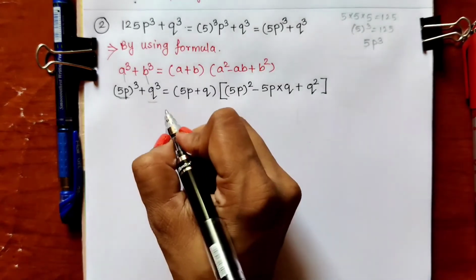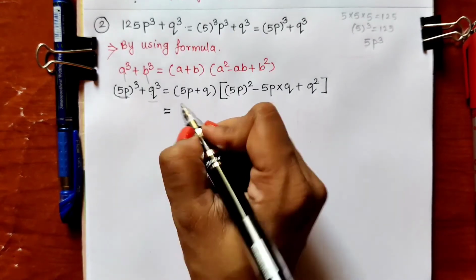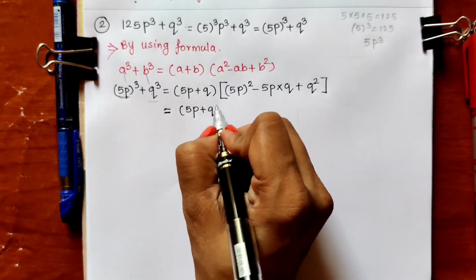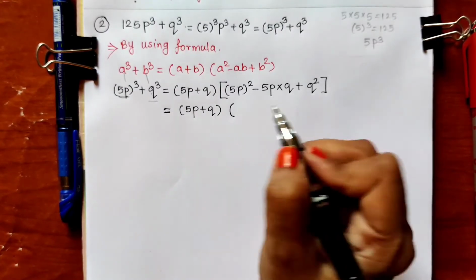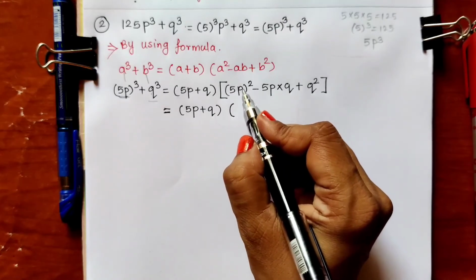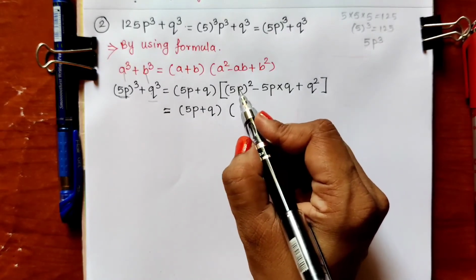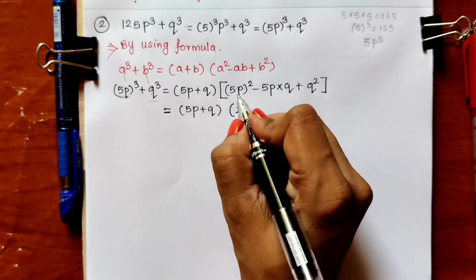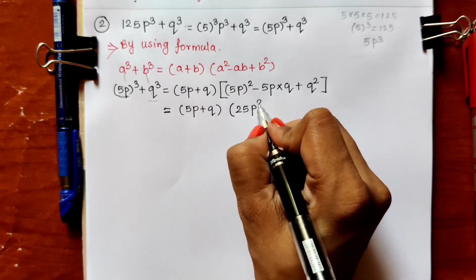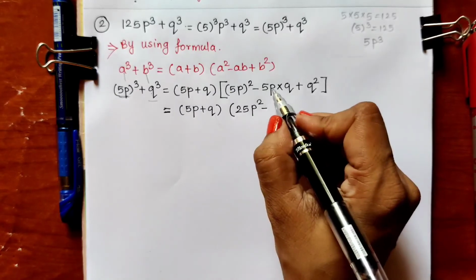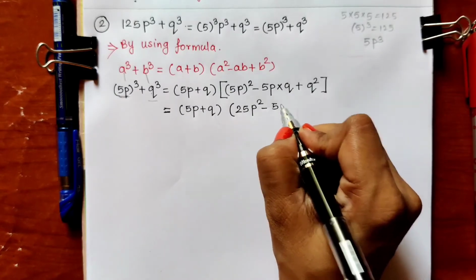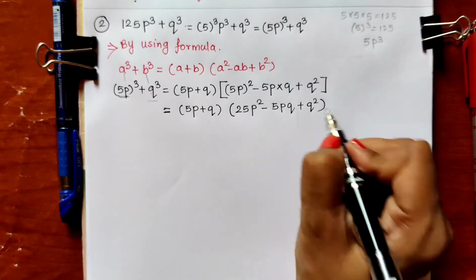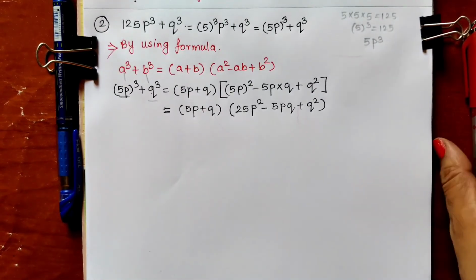Now close the bracket and solve it. In the first bracket we cannot do anything. We write the first bracket as it is, 5p plus q. We can solve the second bracket. 5p square means 5 square and p square. What is 5 square? It is 25. And the square of p we write as p square. Minus 5p into q will be 5pq, and plus q square. So in this way we have got the answer.